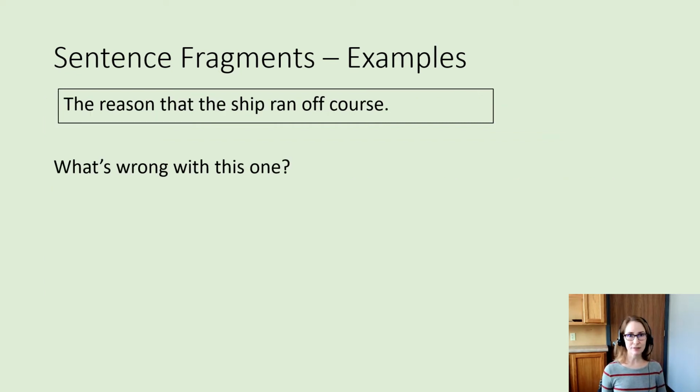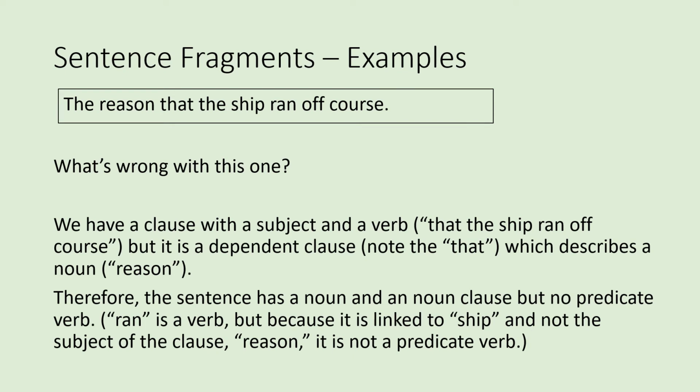Okay, we have another example of a sentence fragment. The reason that the ship ran off course. So what's wrong with this one? There's not a subordinating word at the beginning to clue us in, right? This example gets a little tricky. So we have a clause with a subject and a verb, but it's not what you might think it is. The clause is that the ship ran off course. We've got the subject of the clause, ship, and we've got a predicate, ran, and we've got the complete predicate with ran off course. But actually, that's not what the sentence is about, right?